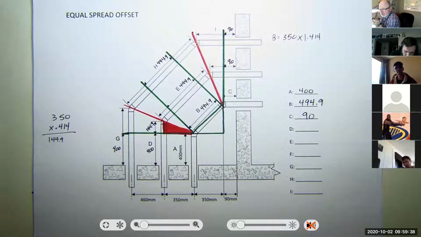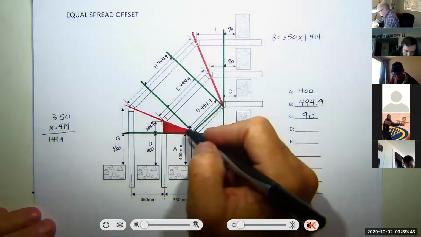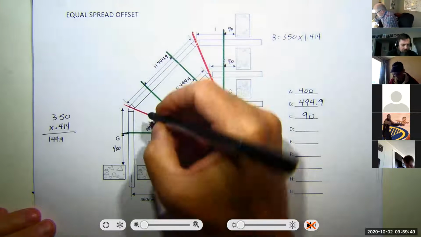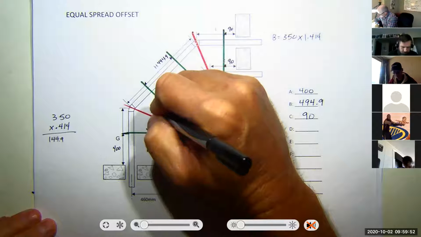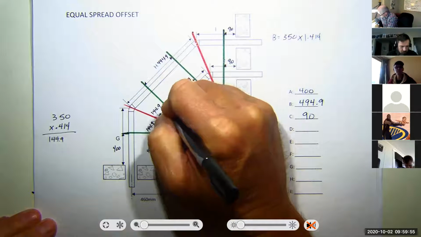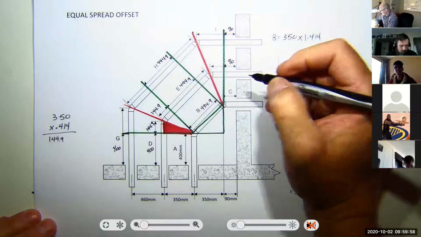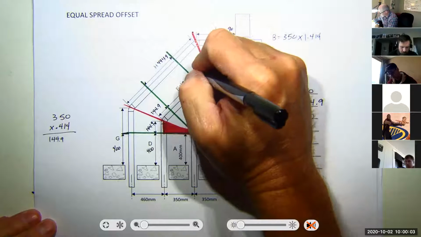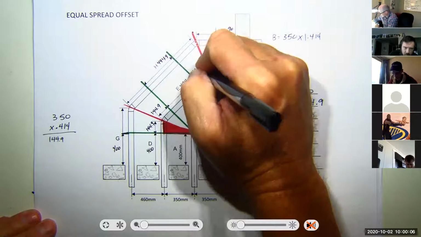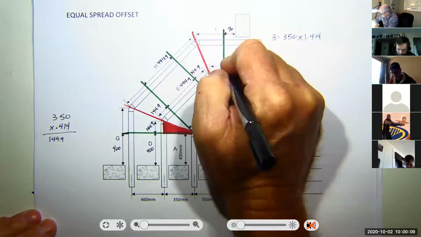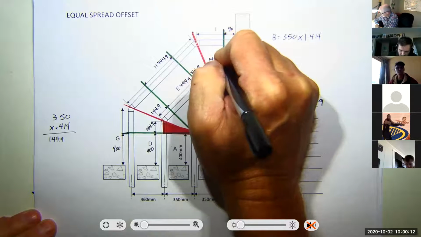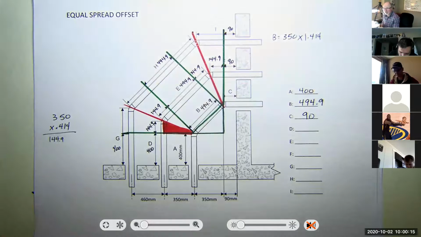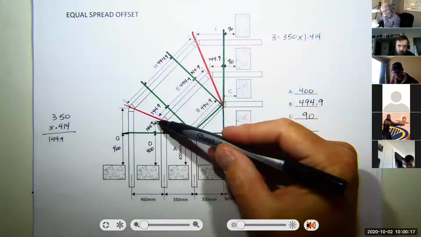Now, this is important that you see where I got that. And because this is equally spread across, guess what this measurement is? 144.9. And because this is an equal spread offset, and this is all equal, this is 144.9. And this is 144.9.